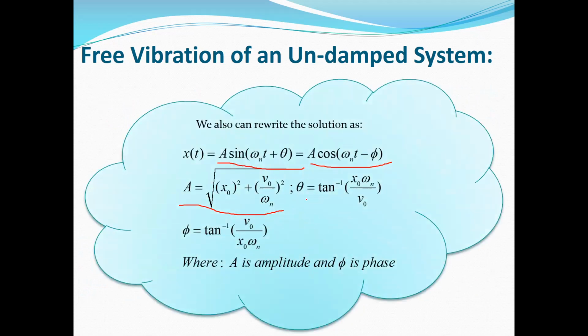Here you can see theta is equal to tangent inverse of x naught omega n divided by v naught, and phi is the tangent inverse of v naught divided by x naught omega n. This is the equation by which you can convert your response into the only form of sine or cosine function, but most of the time you can directly use the previous method, I mean the common procedure, to extract the x(t), and you don't need to find it in this form.